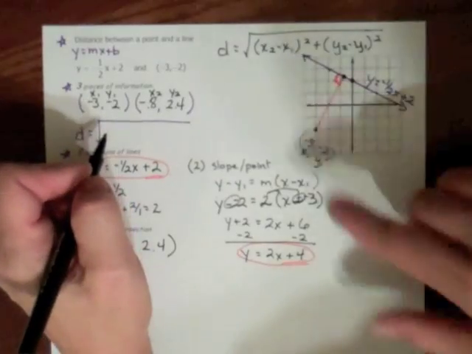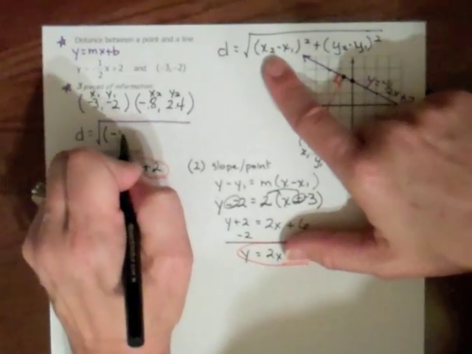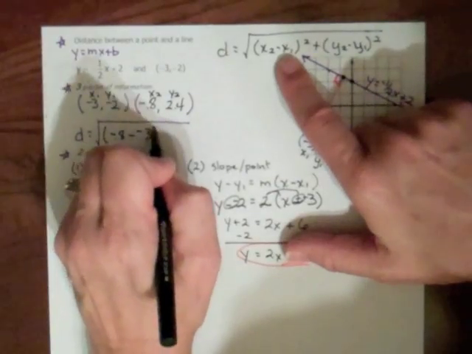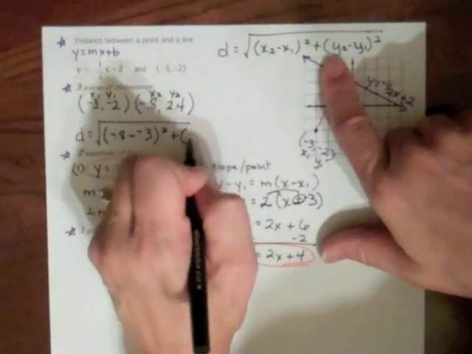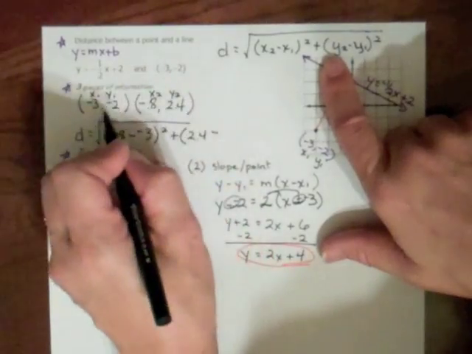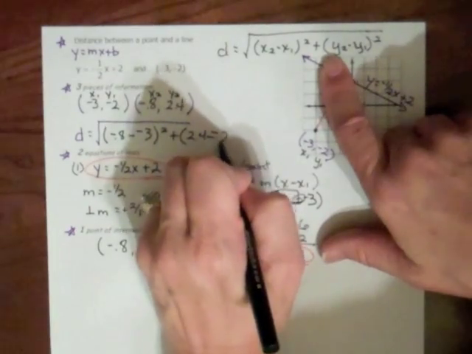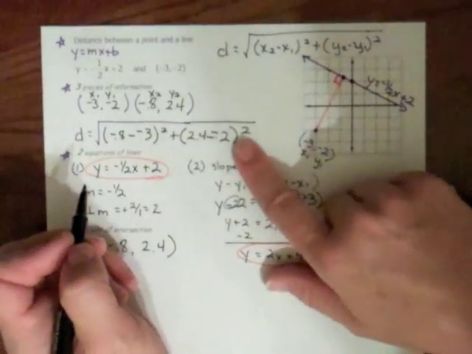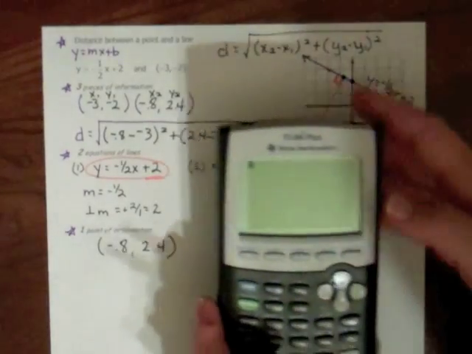So we're just going to plug it back in. Open parentheses, x sub 2 is negative 0.8 minus x sub 1 is negative 3 squared plus, open parentheses, y sub 2 is 2.4 minus y sub 1, which is negative 2. Okay, so minus a negative 2 squared. Alright, now this looks complicated and so we don't want to make any errors, so let's put it in on our calculator.